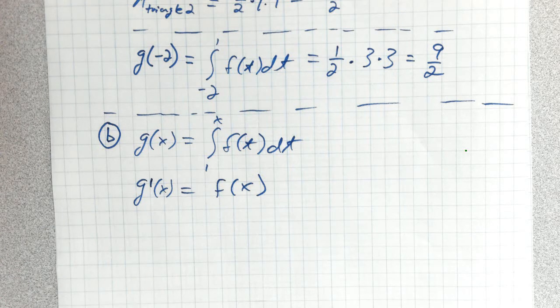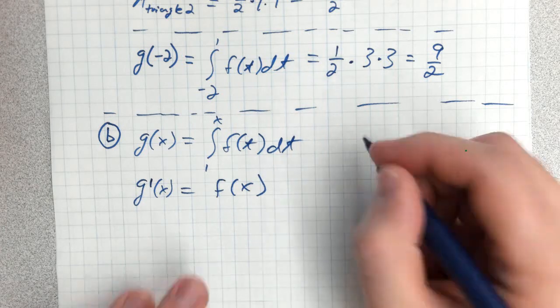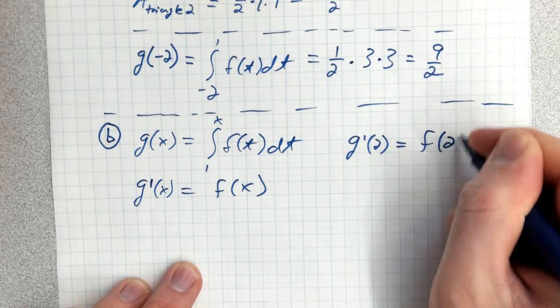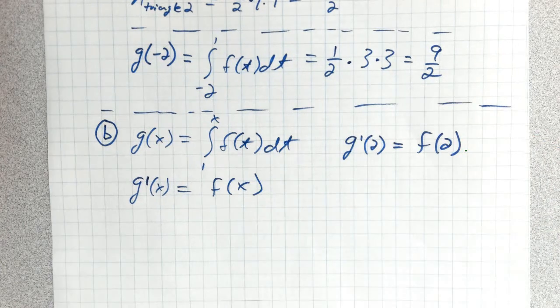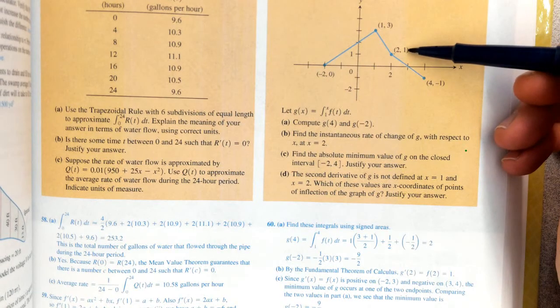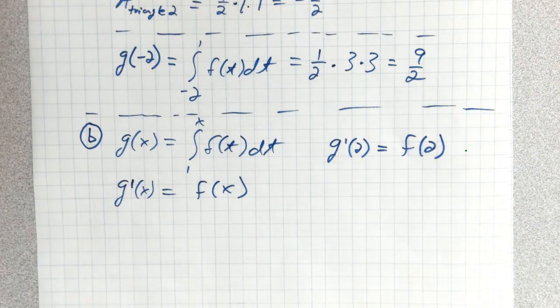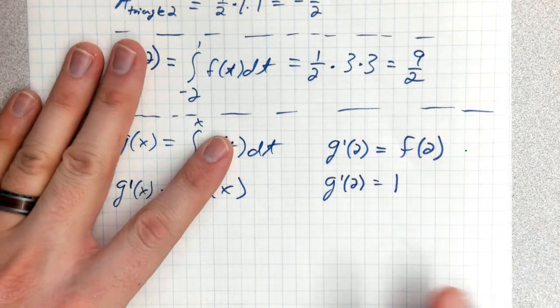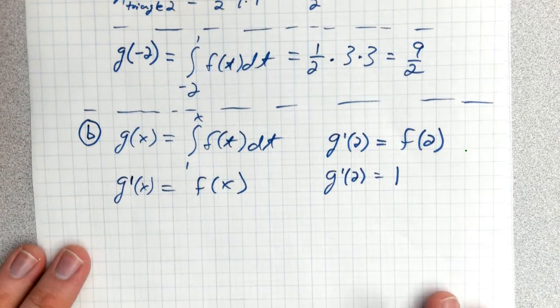So then they want g prime at 2. So g prime of 2 is going to be equal to f of 2. So all you have to do is look at the function here at 2, and you can see that f of 2 is 1. So g prime of 2 has to equal 1. All right. Questions there?